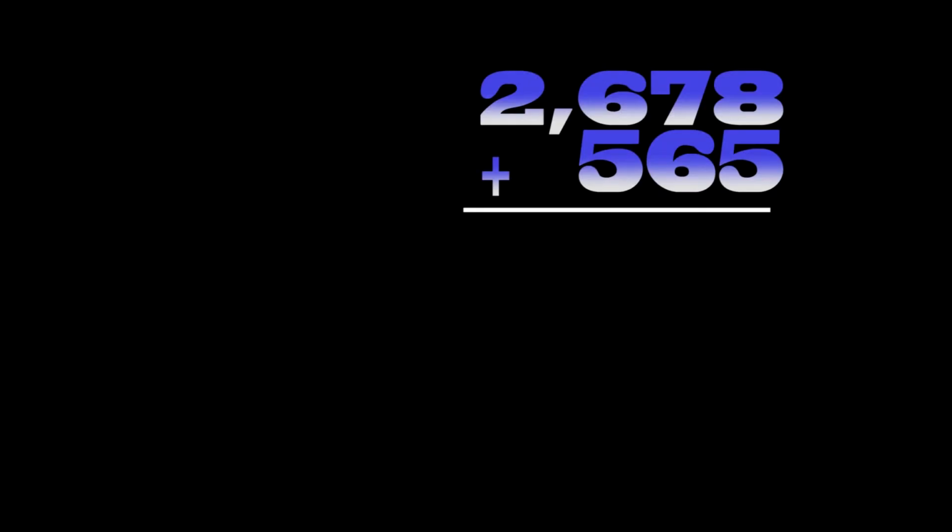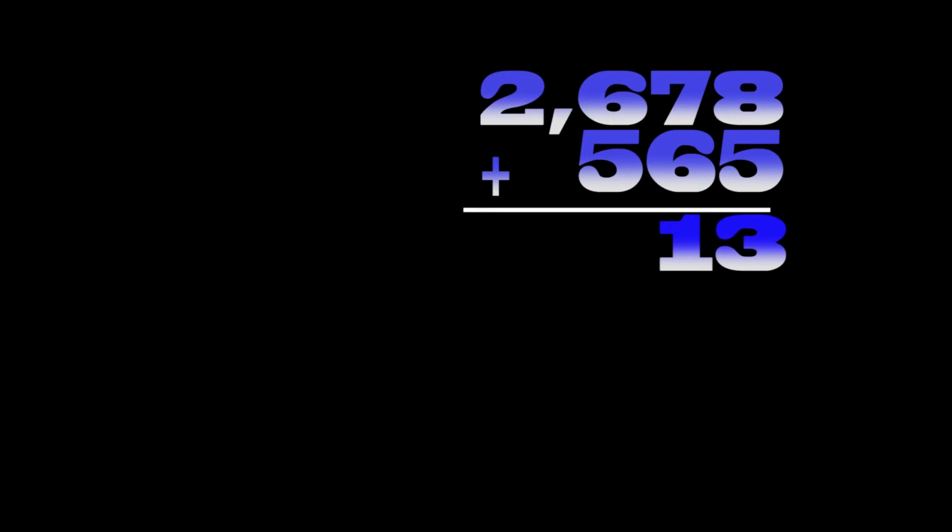Here, we're looking at 2,678 plus 565. I start out by adding the digits in the ones place. And 8 plus 5 is 13. I put the 1 in the tens place because it represents a 10. And the 3 stays in the ones place because it's 3 ones.